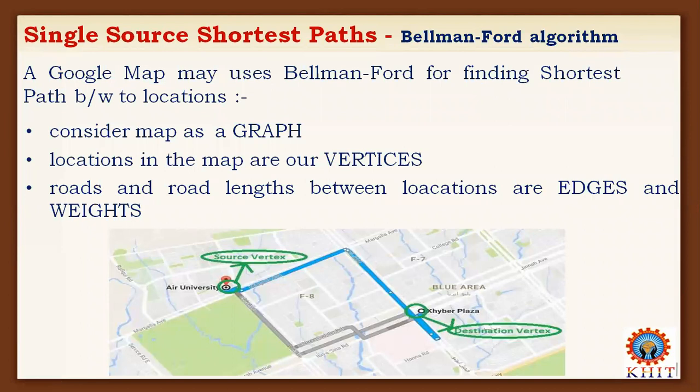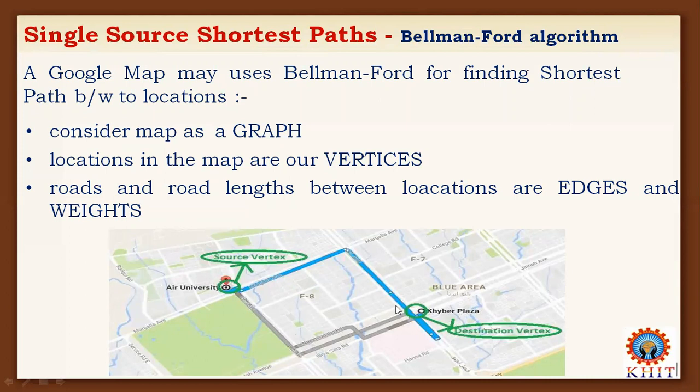Next, we will discuss where exactly single source shortest path is used in a real-time example. Now consider Google Maps. This is one of the applications. In Google Maps, we may use the Bellman-Ford algorithm for finding the shortest path between two different locations. If you observe here, this is the map. In this map, consider the map as a graph. Why?